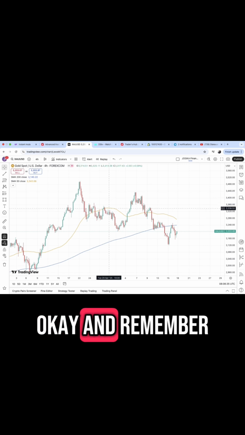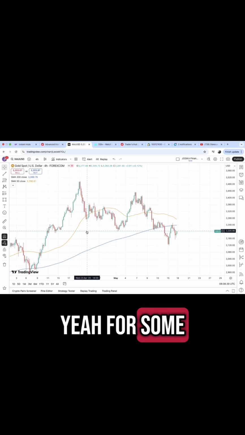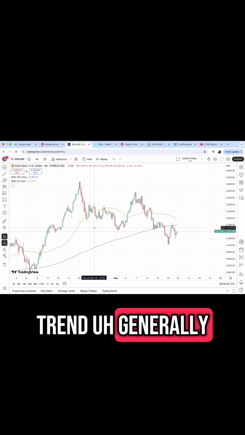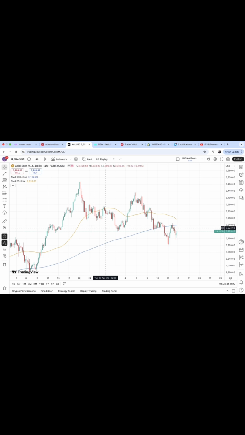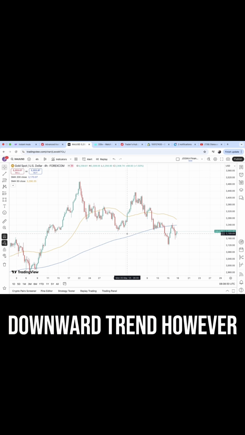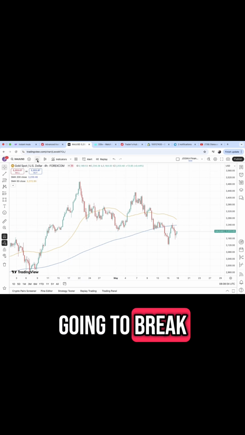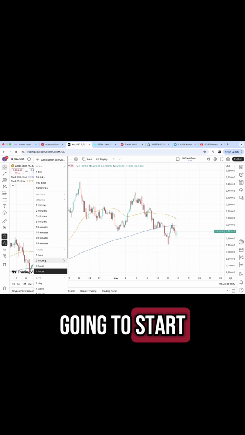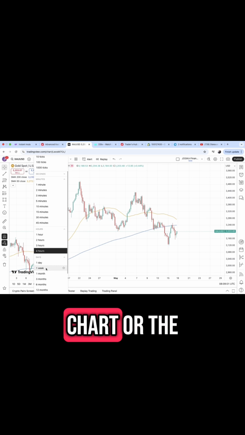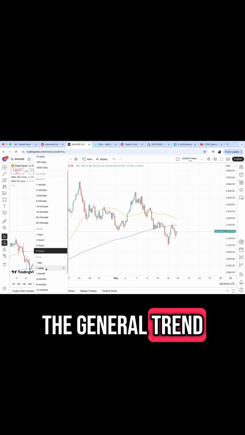When you look at H4, it's a little bit confusing. Remember, gold has been trending upwards for some good months. It's an upward trend generally for the past months, but when you look at a smaller time frame like H4, it shows you that it's a downward trend. However, we are going to break it down and start with a bigger time frame, because a bigger time frame lets you look at the market clearly, and it helps you to identify the general trend of the market.